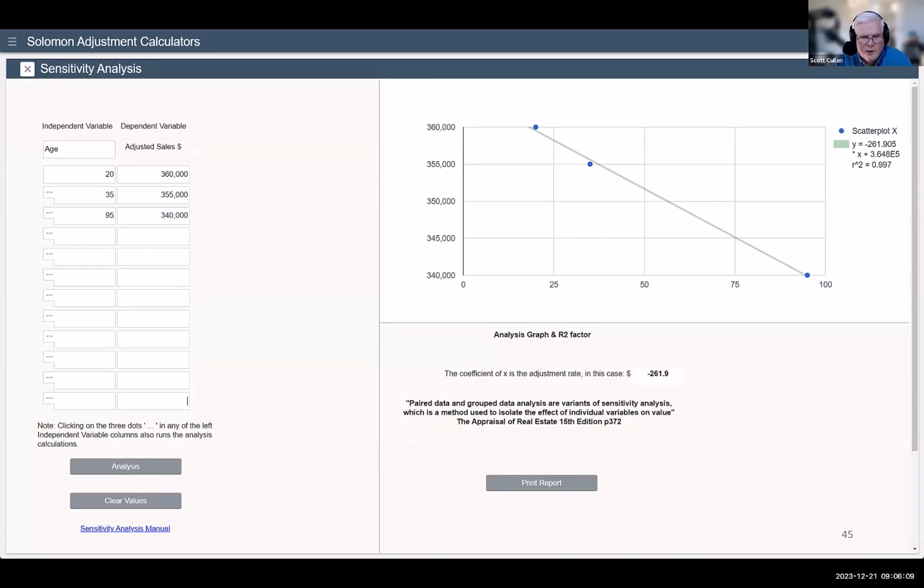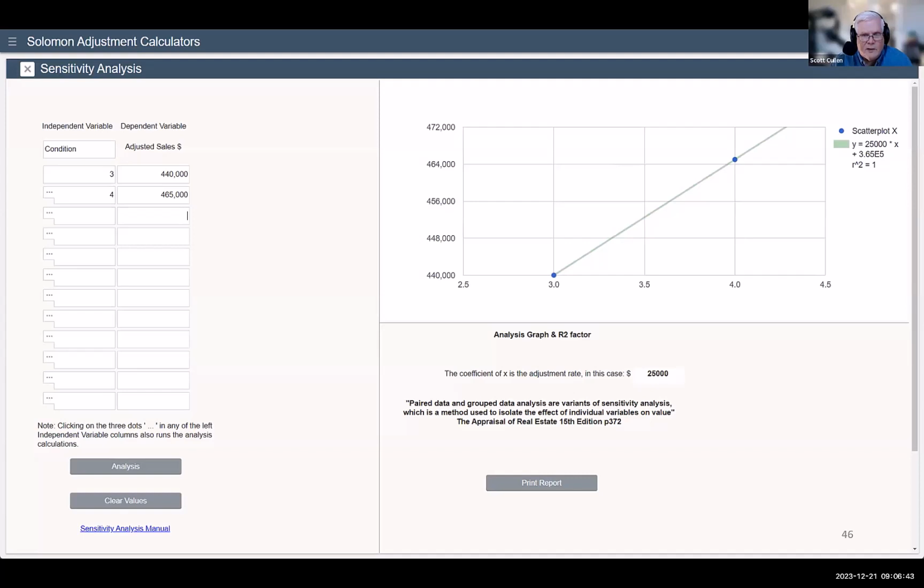For each year of age, the market sees a decline of $262 in market value. Recall the subject age is 25 years. The difference between 25 and 95 is 70, so 70 years times the adjustment rate of 262 is around $18,500. So 18.5 plus 340 is right between 355 and 360.